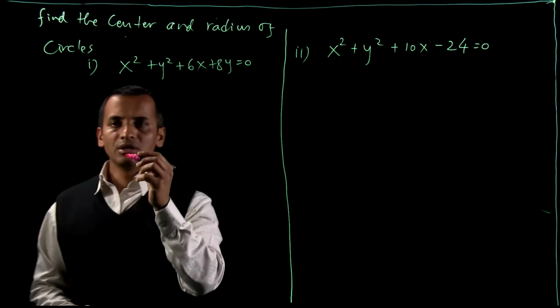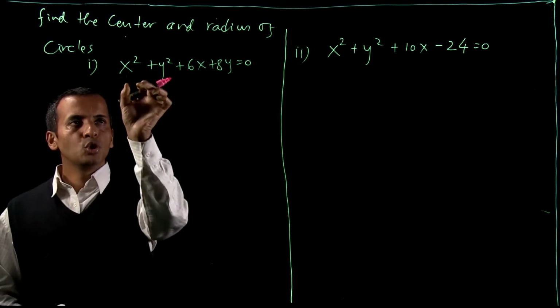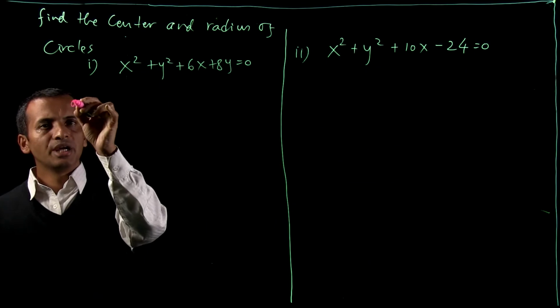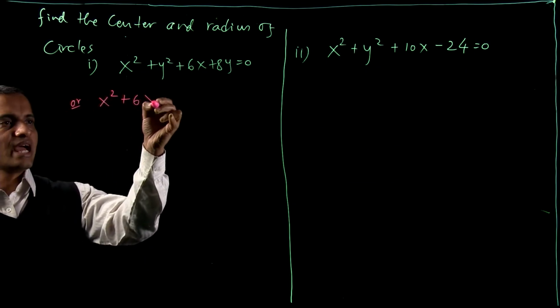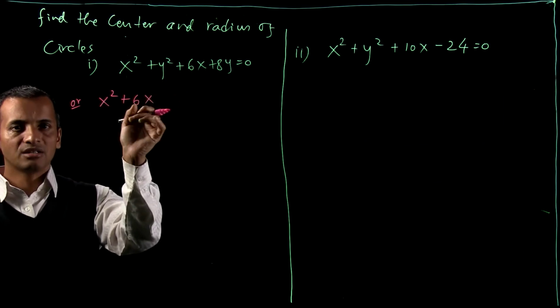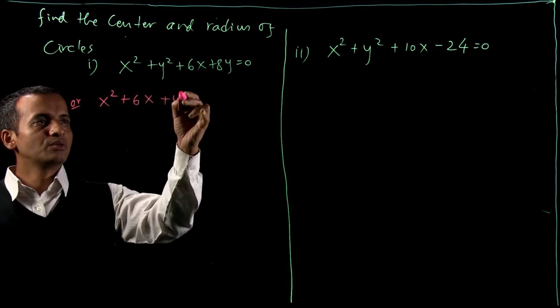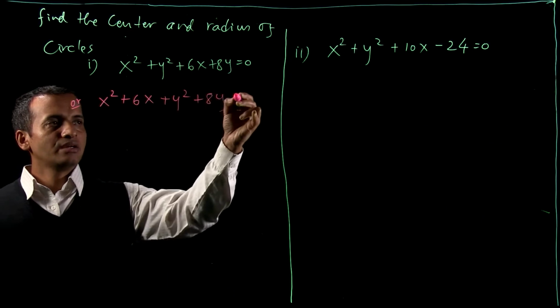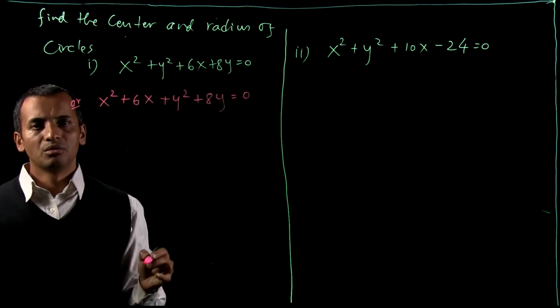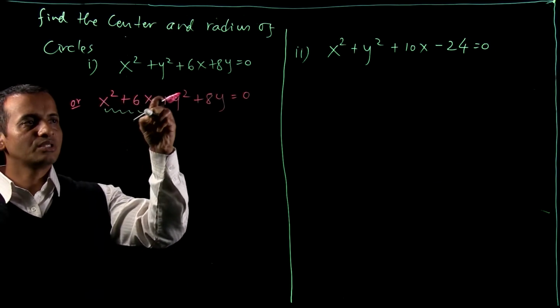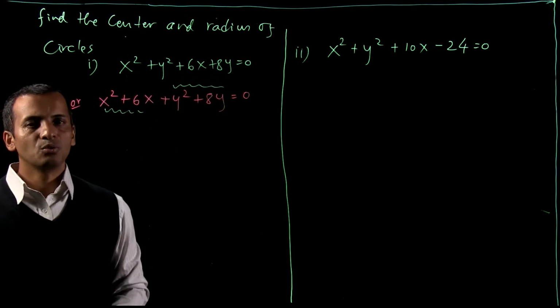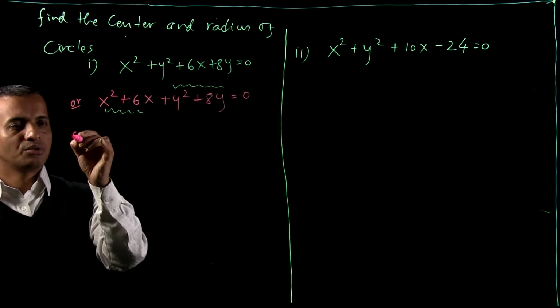Okay, on the first one, as we did previously, you group the x terms first. So you get x squared plus 6x. We write the x terms together, and then plus y squared plus 8y, and then equals 0, right? Now you complete the square for the x terms, and then also complete the square for the y terms. Okay. So how do you do that?